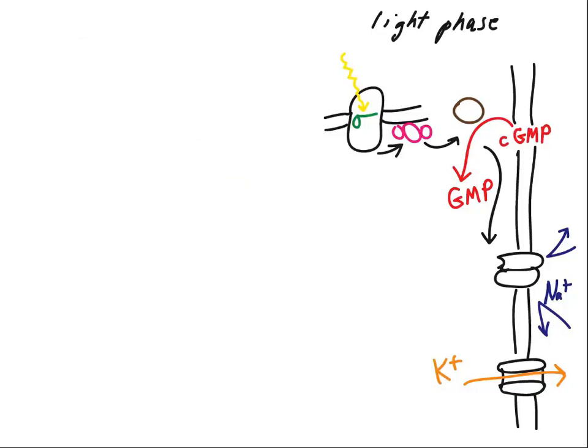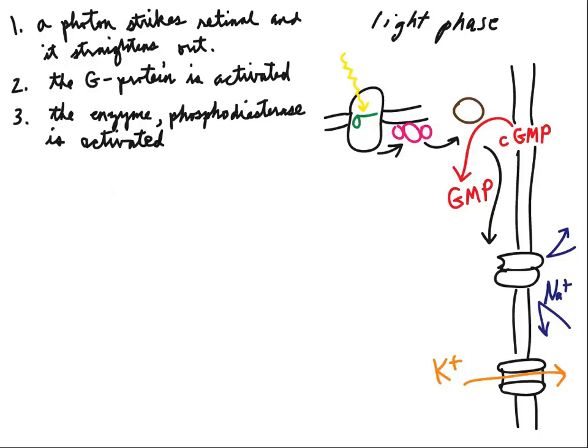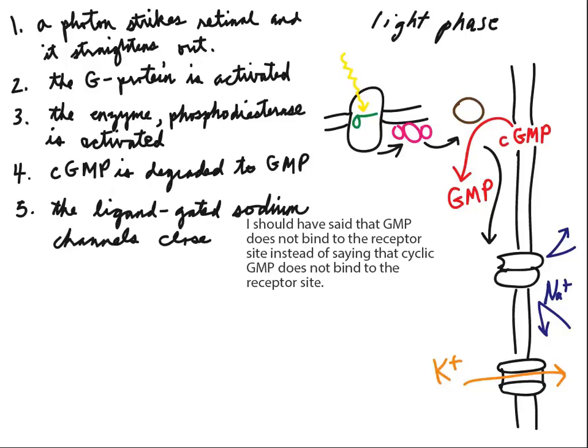In summary, when a photon strikes retinol, it straightens out. The straightening activates the G protein. The active G protein activates the enzyme phosphodiesterase. The enzyme then degrades cyclic GMP to GMP. Cyclic GMP does not bind to the receptor site on the ligand-gated channel. Therefore, the channels will close.